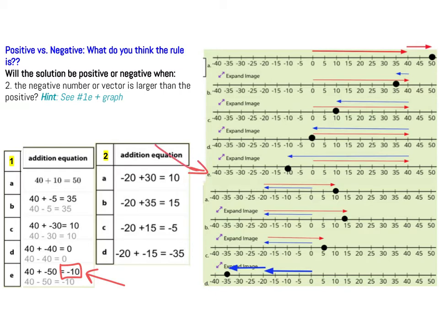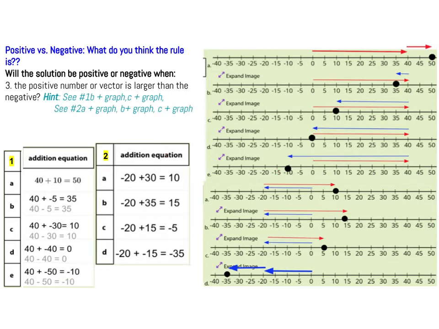So if we observe this, you begin on 0, and you went all the way out to 40 right here. But the magnitude of the negative number, in other words, the length of the arrow, is longer, so it takes you all the way back to the negative zone, which is right here. And so the answer was negative. So whenever the negative number, or the arrow, the vector, is larger than the positive, then the answer will be negative. Okay? Let's move on.